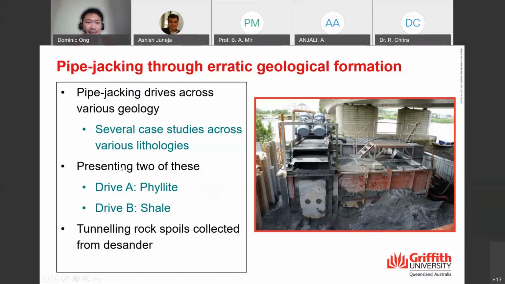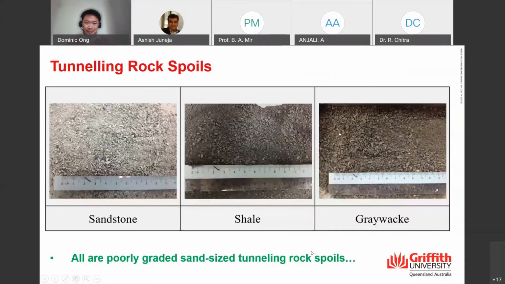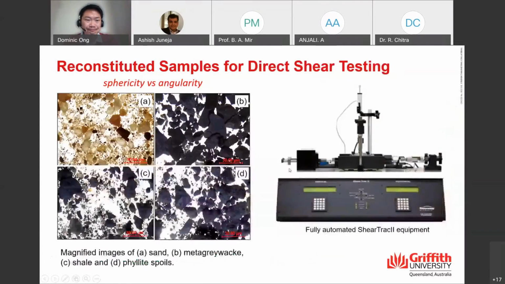Okay, so in this particular case we're going to look at a case study to see how we actually do the back analysis. This is sandstone as a tunneling spoil, then you have shale in the middle, and then you have greywacke. All are poorly graded, sand-sized tunneling rock spoils. Look at the sphericity versus the angularity of the various materials. So we substitute the material into the shear box, and then we do direct shear tests to obtain the parameters.